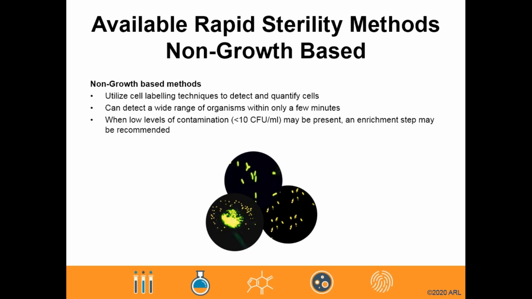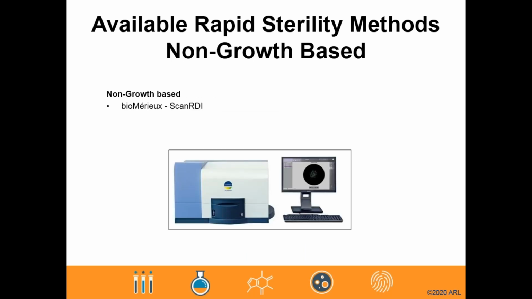With that said, there are some systems which may require a small enrichment step where very low levels of contamination may be present. Generally, when we say very low levels of contamination, maybe less than 10 CFU or so. One of the most well-known examples of a non-growth-based rapid sterility platform is the ScanRDI system, again from bioMérieux.